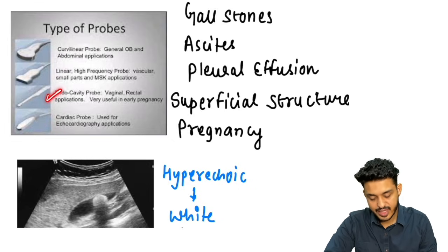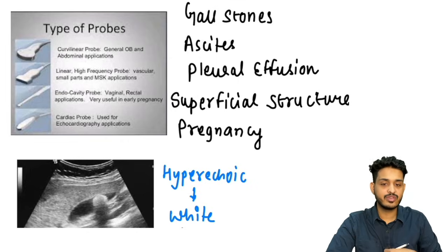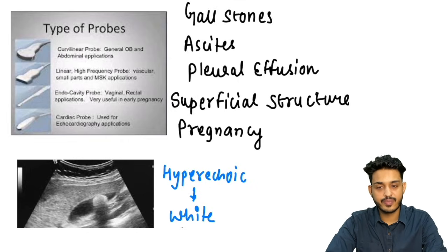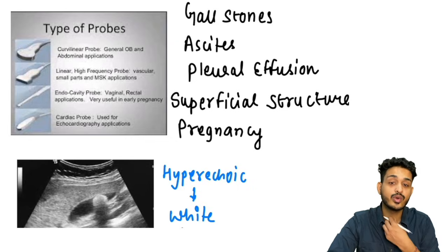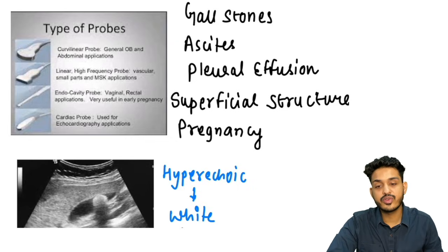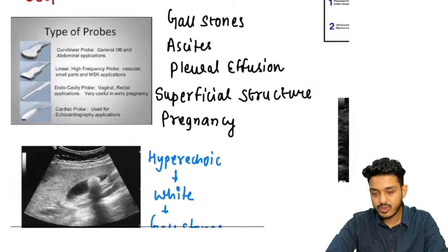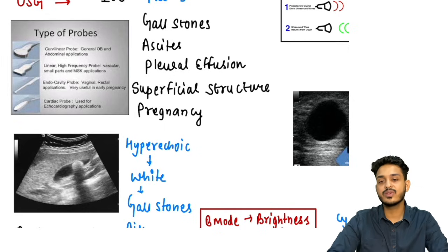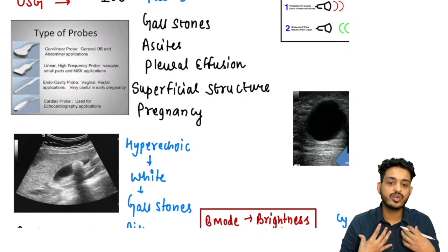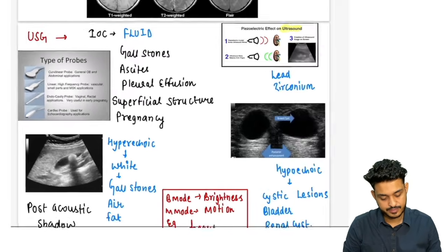If you want to see inside the body cavity, if you want to see inside the esophagus, you are going to use the endocavitary probe. You are going to go inside the uterus and see the fallopian tube. You cannot do ultrasound of the fallopian tube from outside, right? It is not going to penetrate that much.